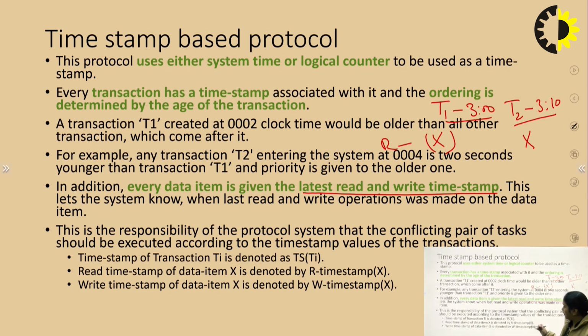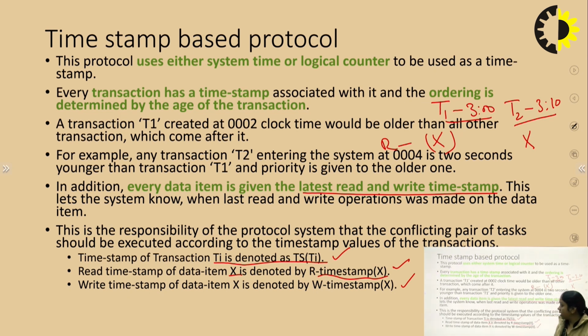So, we have three important points here. In the timestamp based protocol, firstly, the timestamp value of transaction Ti is denoted by TS(Ti). The next important thing is the read timestamp of the data item X, denoted by R-timestamp(X). The timestamp value of the transaction that made the latest read of the data item X is known as the read timestamp value of X.